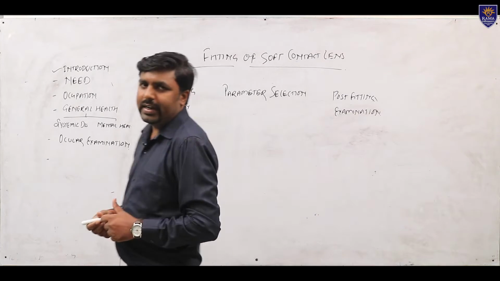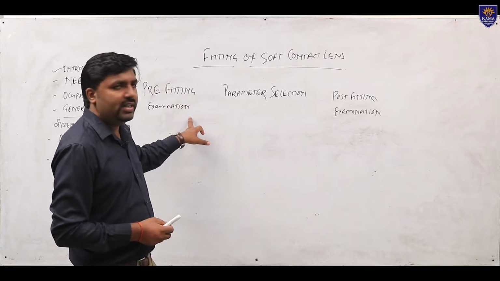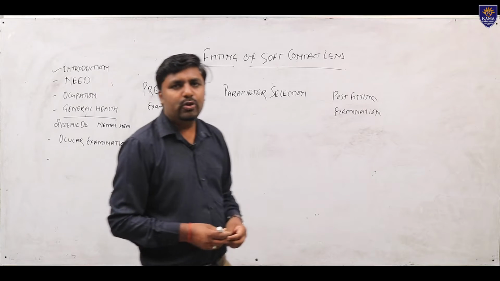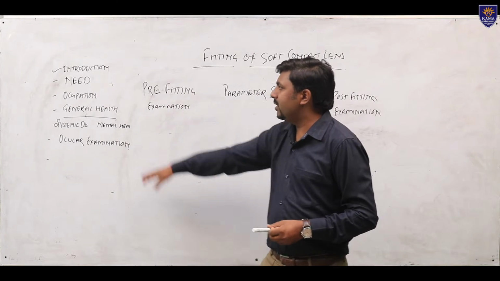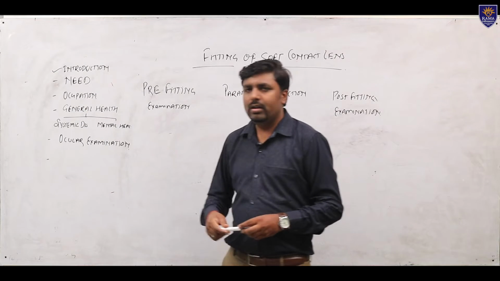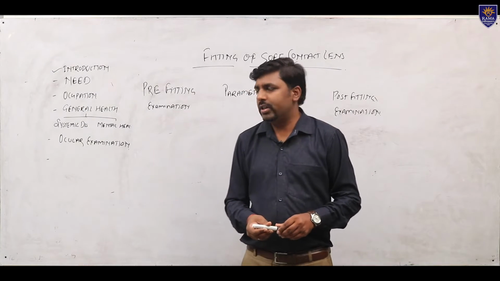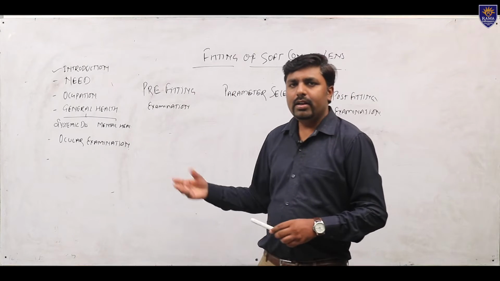We will divide the contact lens fitting procedure into 3 steps. One is pre-fitting examination, second is parameter selection, and the last is post-fitting examination. As we discuss in this topic: first introduction, need, occupation, general health, in general health systemic disorders and mental health, ocular examination and so on.